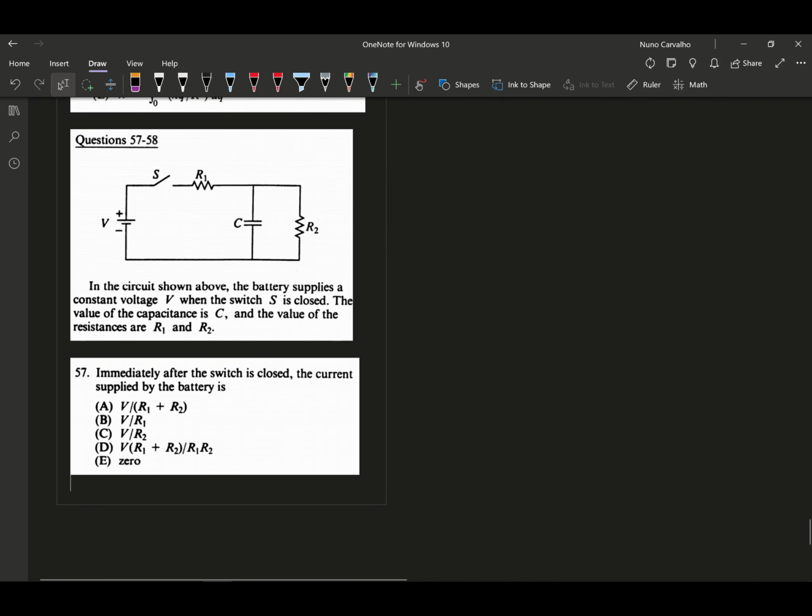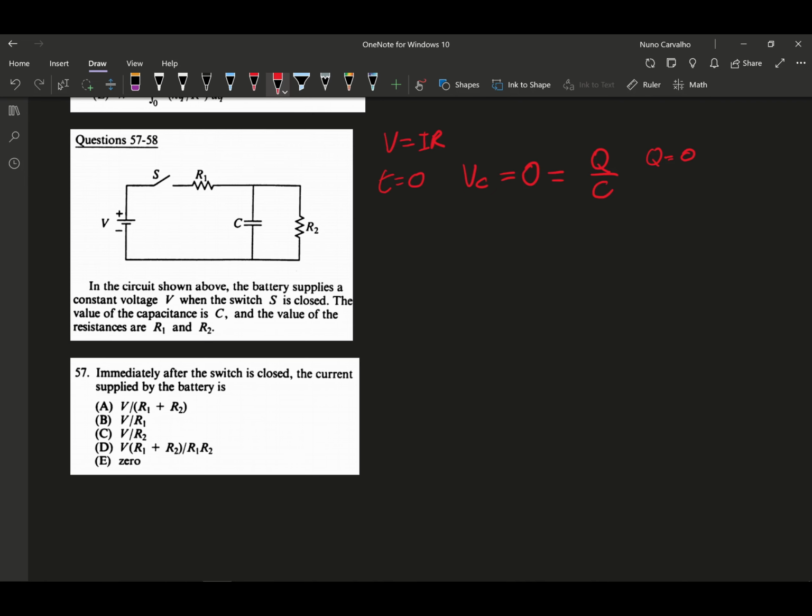Number 57, we are given a circuit as shown above. And we are told that immediately after the switch S is closed right here, we're asked for the current supplied by the battery. Okay, so let's think about what's happening. Immediately after a switch is closed, what's going to be the voltage across this capacitor right here? Because everything else we can just say V is equal to IR. But the capacitor here, at time equal to 0, the voltage across the capacitor is 0. And why is that? It's because the voltage of a capacitor is equal to Q over C. Q in the beginning is 0 because we're told that the capacitor is uncharged.